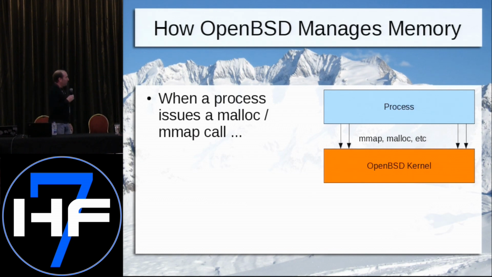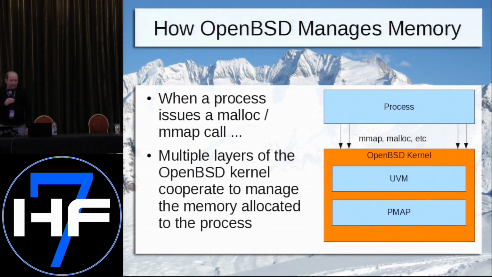A little bit before I jump into how we fix W^X, I'm going to talk a little bit about how OpenBSD manages memory. This will just be a few slides talking about how the various modules inside our kernel interact with each other. When a process makes a malloc call or an mmap system call, that goes into the kernel, just like any other reasonable operating system. And inside the OpenBSD kernel, we have a bunch of different modules: the scheduler, the file system layer, the buffer cache, and all this stuff. But there are two modules that work together to manage memory.